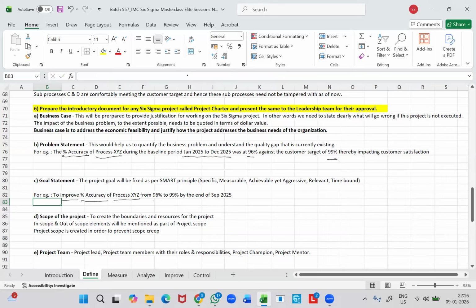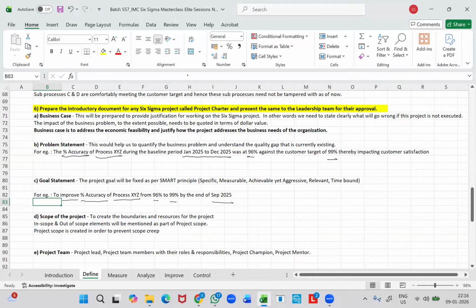And what is the baseline measure? 96%. What is the project goal? 99%. By when this project goal will be achieved? By the end of September 2025. So this is a valid goal statement, right?